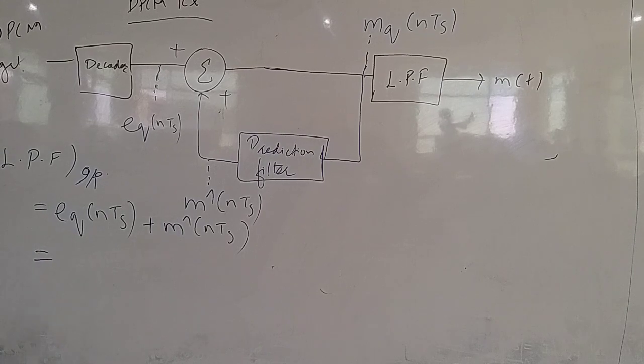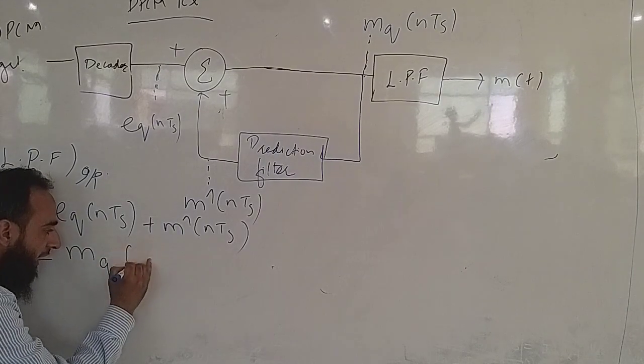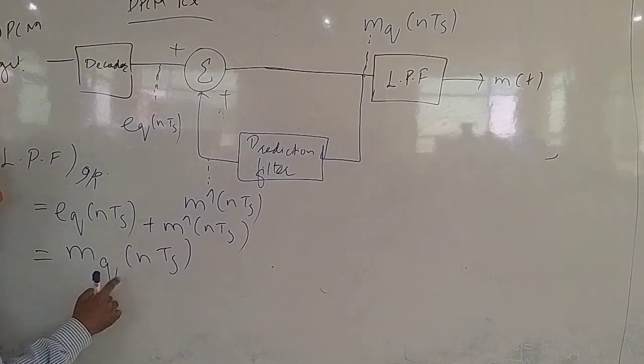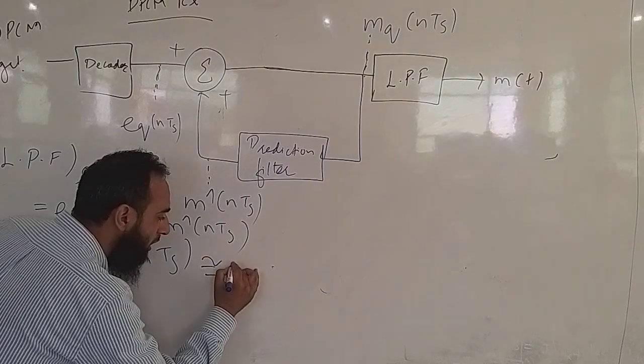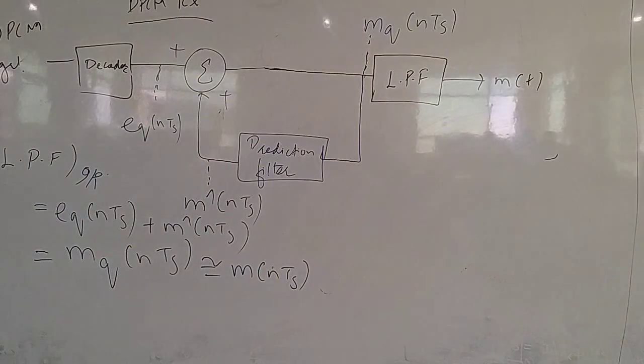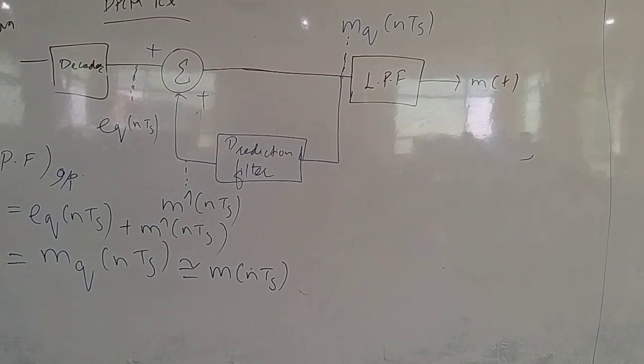You will get MQ of NT of S. That is, आपको quantized message signal मिला वापस, right? And मैंने वहाँ पे भी कहा था MQ of NTS is approximately equal to M of NT of S, which is the original message signal. ये पॉइंट का समझा आपको बता दें, ठीक है?